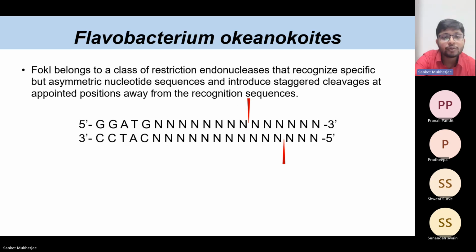We'll see through it. So initially, in this context, the first enzyme that was found for genetic engineering was FOK1, which was isolated from Flavobacterium okeanocoites. You must have studied about it. So do you know which class of restriction endonuclease it belongs to? Anybody?